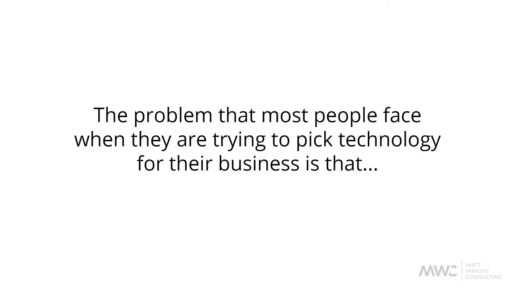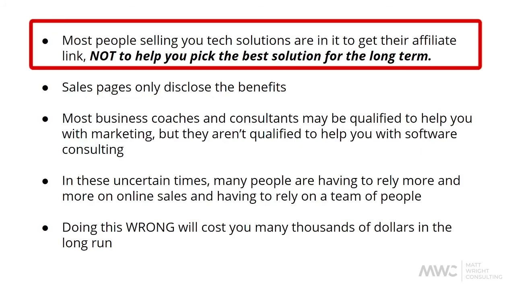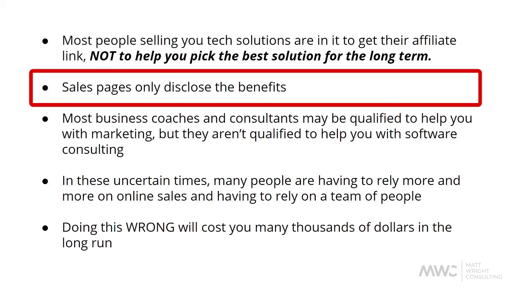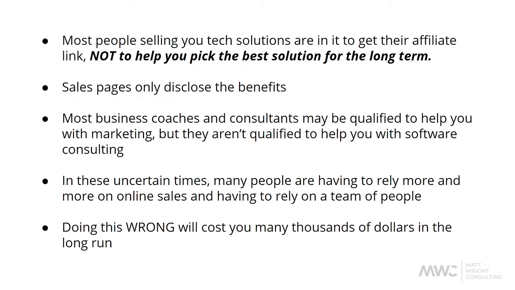So the problem most people face when they are trying to pick the best technology for the business is that most people who are selling you tech solutions are just in it to get their affiliate link. They're not actually there to help you pick the best solution for the long term. And the sales pages of any of these softwares only disclose the benefits, and it's up to you to either start using the softwares until you hit limits with them, or the limits are just not disclosed at all, which is natural. I don't fault them for that.